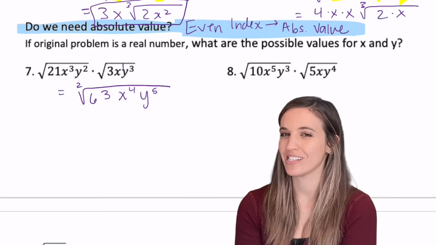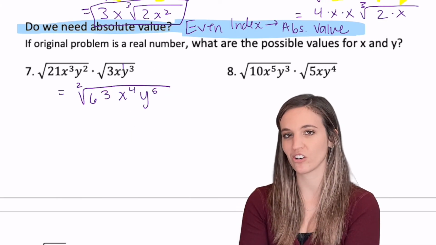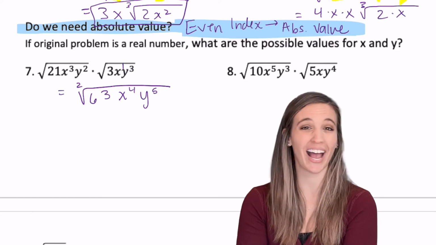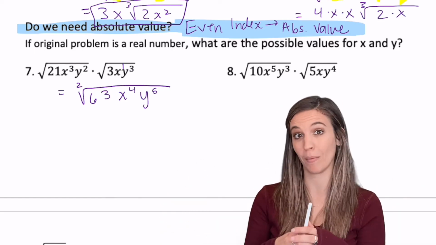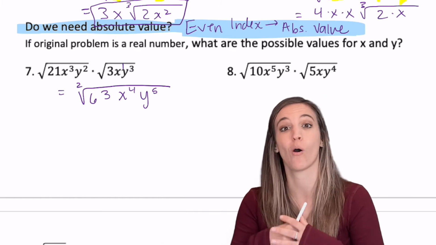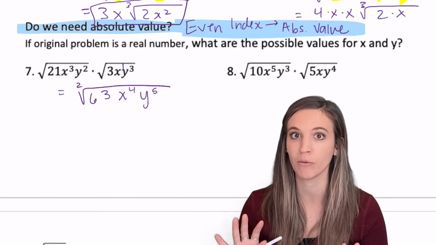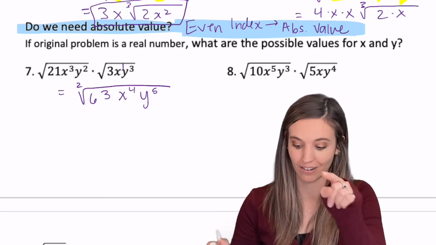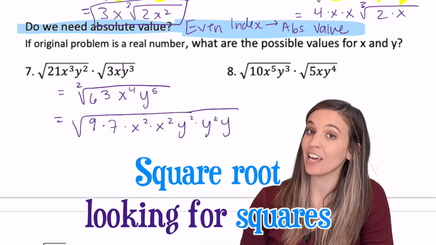So looking at number 7, I know I'm going to need absolute value bars when I start to simplify this one. It was multiplication, I had the same index, so I went ahead and multiplied all my values together. Sweet, so I've got the square root of 63 x to the 4th y to the 6th. Now it's time to simplify. Absolute value bars needed. So since this is a square root, I'm looking for squares.